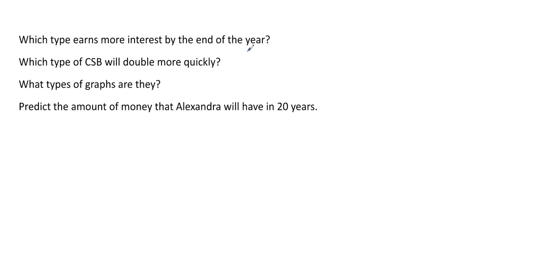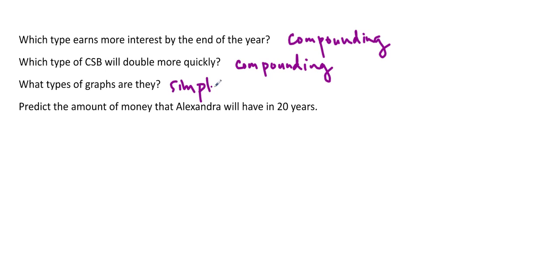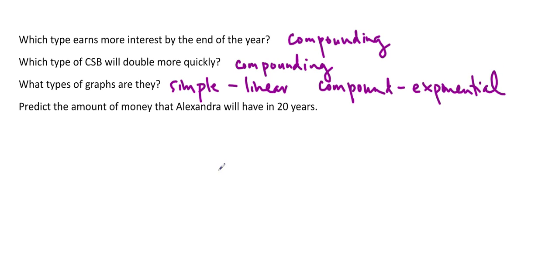So which type earns more interest by the end of the year? We know it's compounding. After the first year, it doesn't make a difference, but after that, it does make a big difference, the compounding. Which type of CSB will double more quickly? It will be the compounding, because we actually have exponential growth, and so we can say that the simple interest is linear, and the compound interest is exponential, because we're multiplying every single time.